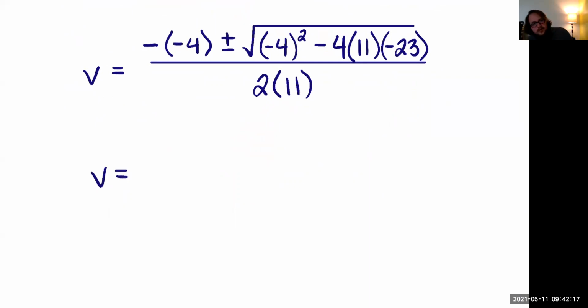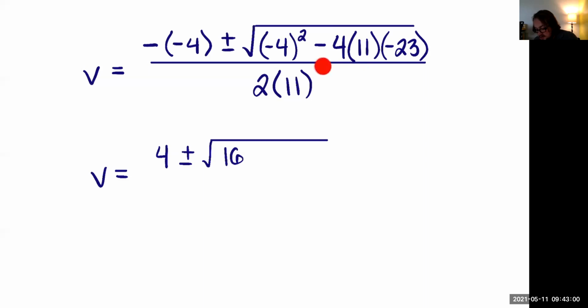So I'm going to get V equals, what's -4? +4. Plus or minus the square root of what's -4 squared? +16. Remember, the parentheses wrapping around it makes the difference. This is -4 times -4. So we get a +16. Next one, I would grab a calculator here. -4 times 11, almost. -44. You're okay. I'm only picking on you because those signs, one little sign out of place is enough to cause a headache.